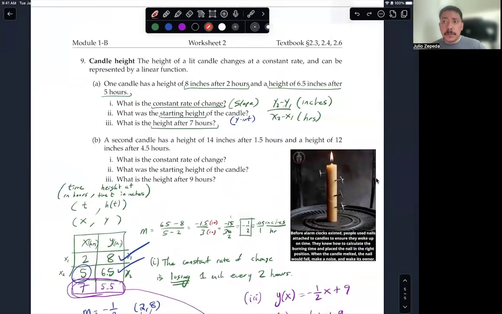Try the other problem on your own, and then bring your answers to class, and we can check those out.